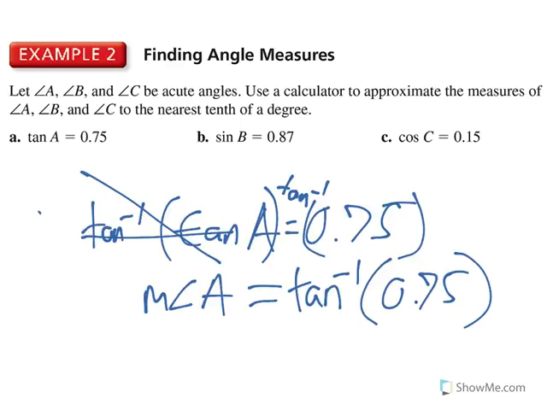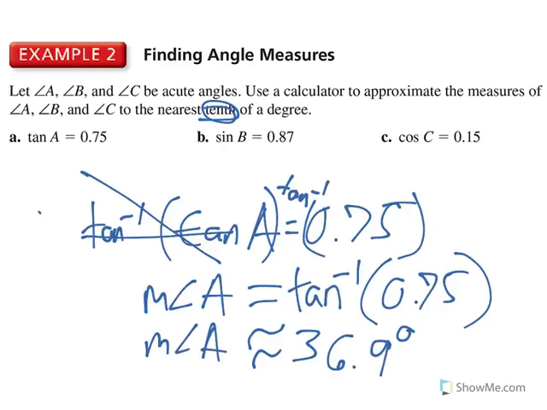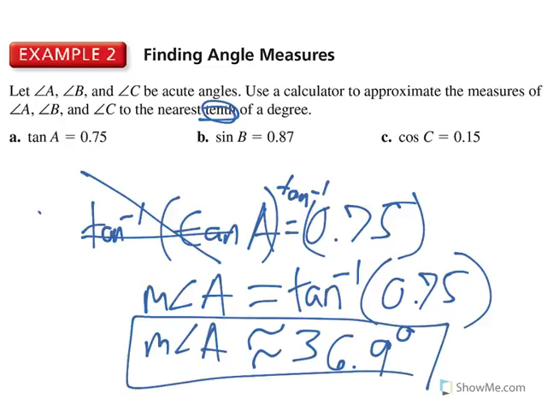And so when you take the inverse tangent of 0.75, you're going to get approximately, let me change this symbol real fast, because it's not an exact number. I'm going to get approximately 36, and it says nearest tenths place, so that's 1 decimal, so 36.9 degrees. So the measure of angle A is approximately 36.9 degrees for that first problem.